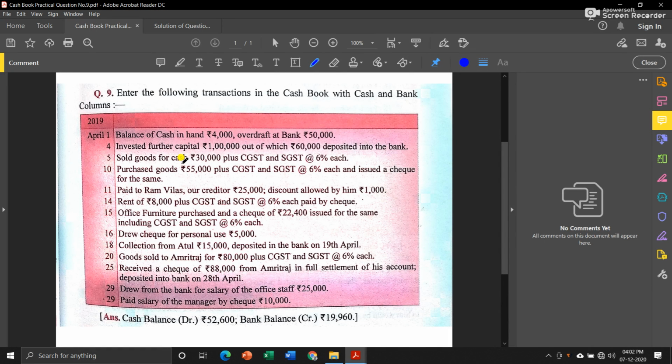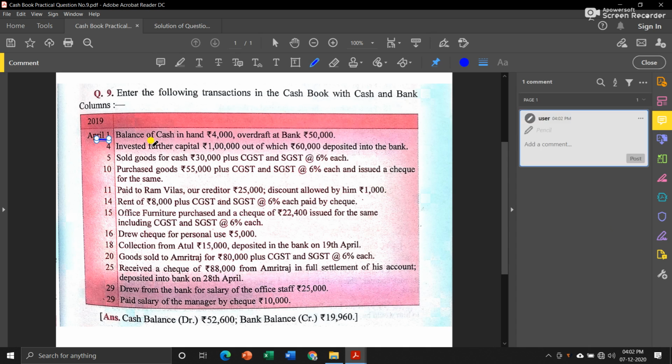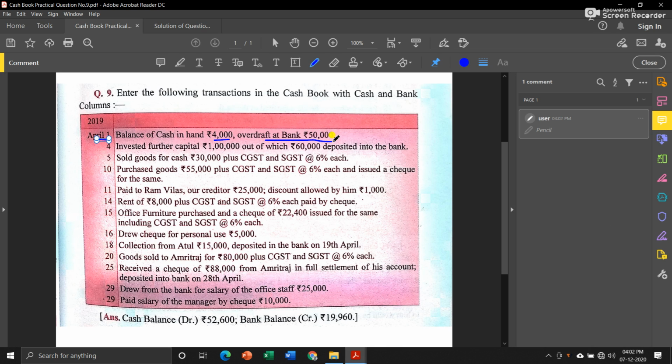Hello everyone, in this session we will be discussing practical question number 9 in your textbook. Now let us see the first transaction. On April 1st, we have a balance of cash in hand of rupees 4,000 and an overdraft at bank of rupees 50,000.